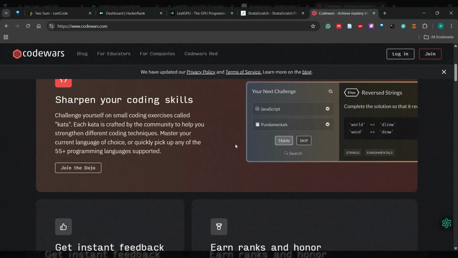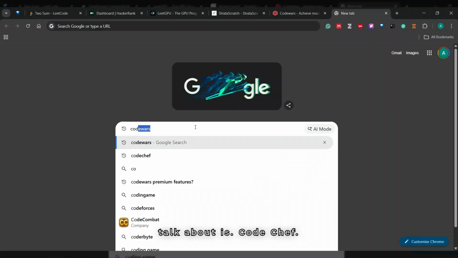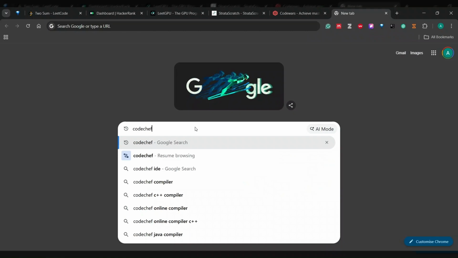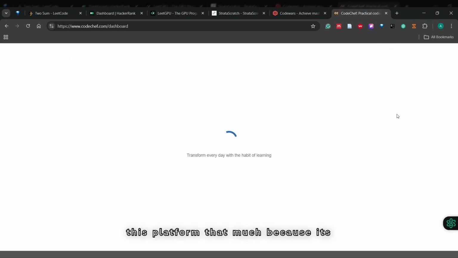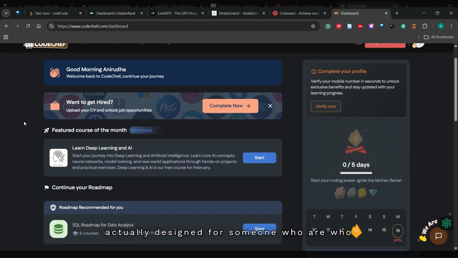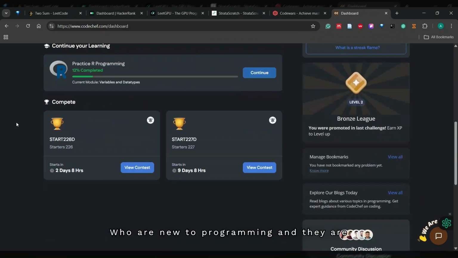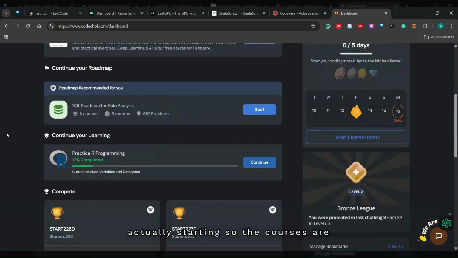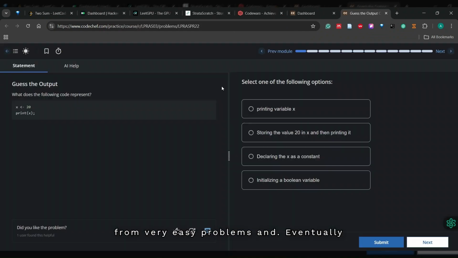Okay, the next platform I am going to talk about is CodeChef. I don't like this platform that much because it's actually designed for someone who is new to programming and is just starting. So the courses are designed in such a way that they start from very easy problems and eventually come to very difficult problems.